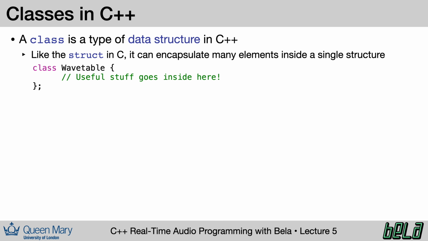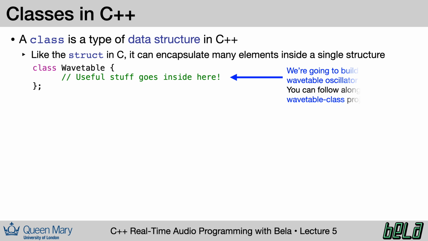I bring this up because working with classes in C++ is essentially just an extension of working with structs in C. When we talk of defining a class, we're really talking about defining a container with specific named elements inside of it. In the ensuing examples, we're going to make a class called wavetable, which implements a wavetable oscillator. You can find in the companion materials a project called wavetable-class, and you can follow along with this there. The example that we'll consider in these slides is slightly simplified from the code, but we'll look at the code when we're done.